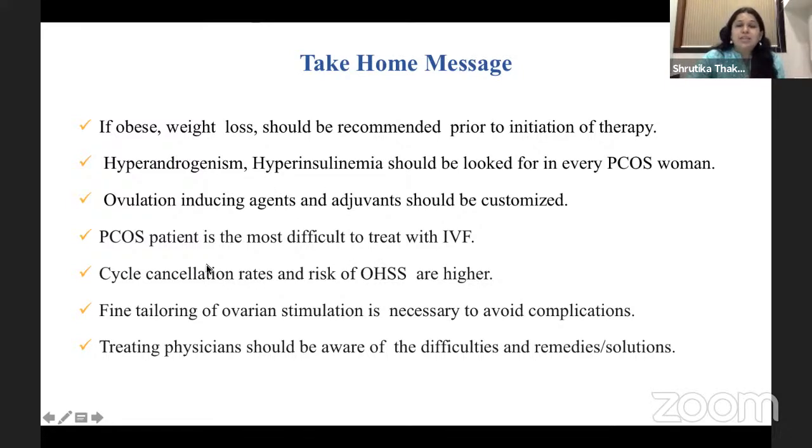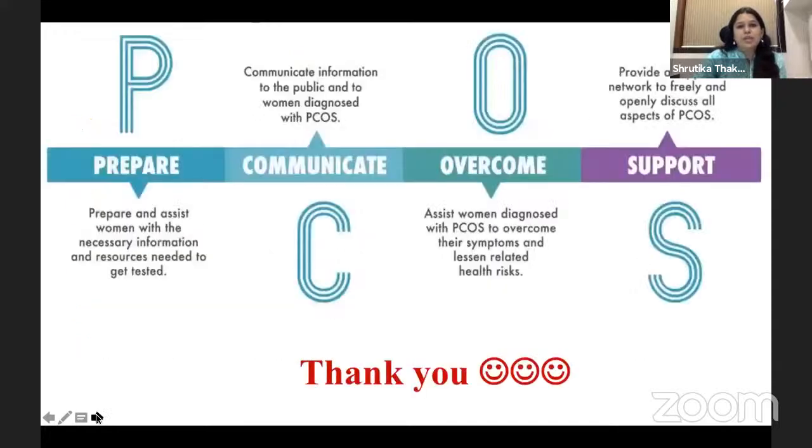A PCOS patient can be the simplest patient to treat in IVF, and also it can be the most difficult patient to treat in IVF, and thereby we have to really fine tailor our ovulation stimulation and our ovulation induction. And as treating physicians, we need to be aware of all these difficulties and all the remedies and solutions at hand, and we need to communicate those to our patient, give them adequate support, prepare them for what lies in store, and help them overcome all the symptoms that come, all the health risks that come in association with PCOS.